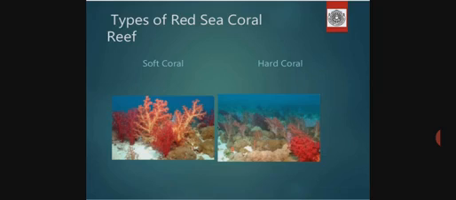Then, types of Red Sea corals or Red Sea coral reefs. The first one is soft coral, as you see here, soft in nature, hence it is called soft coral. And you see the hard coral, which is very hard in nature.